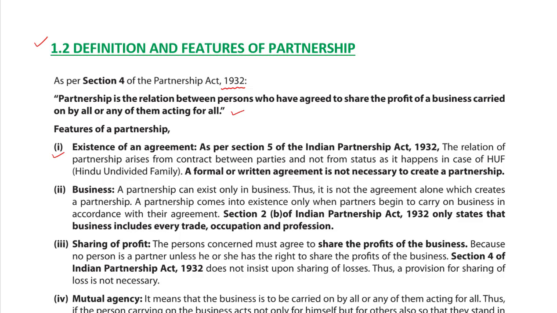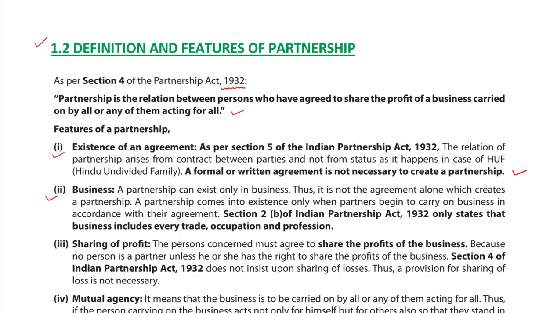The relation of partnership arises from contract between parties and not from status, as it happens in case of HUF, that is Hindu Undivided Family. A formal or written agreement is not necessary to create a partnership firm.